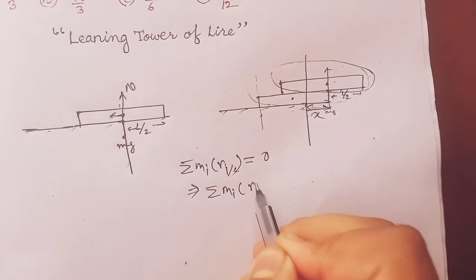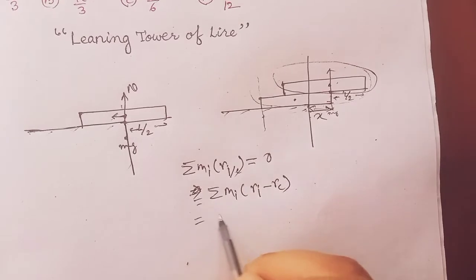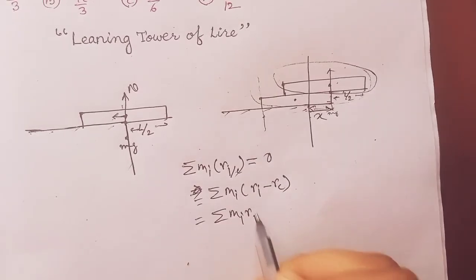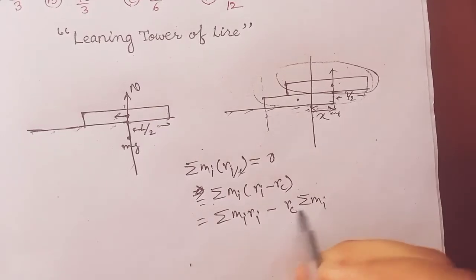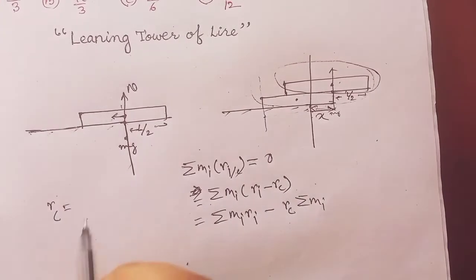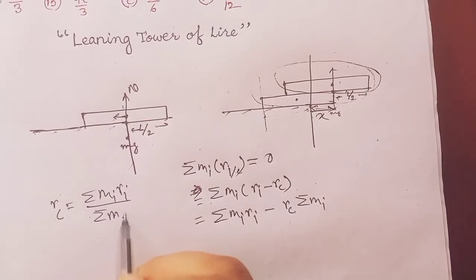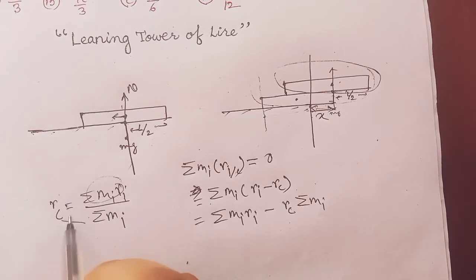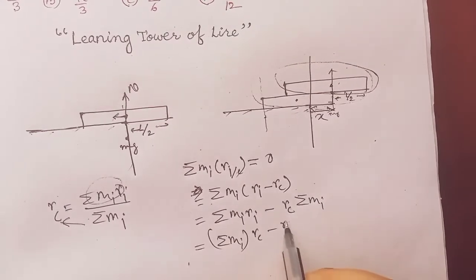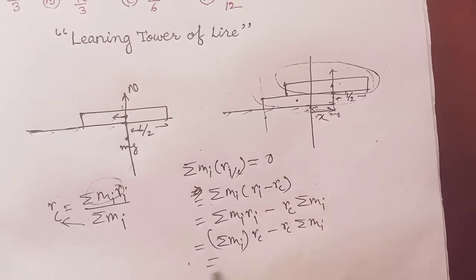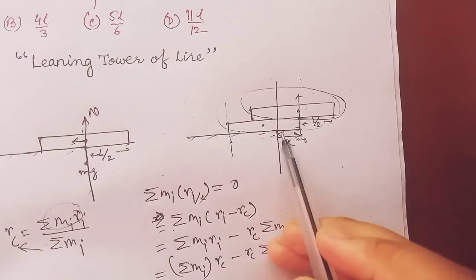RiC can be written as Ri minus RC. So it is summation mi (Ri minus RC). RC is constant, so it will come out of the summation. Now by definition, RC is defined as summation of mi Ri by summation of mi. So if I cross multiply, it is coming as summation of mi Ri minus RC into summation of mi. So you can see that this cancels. This is what we will use to reduce our calculations.